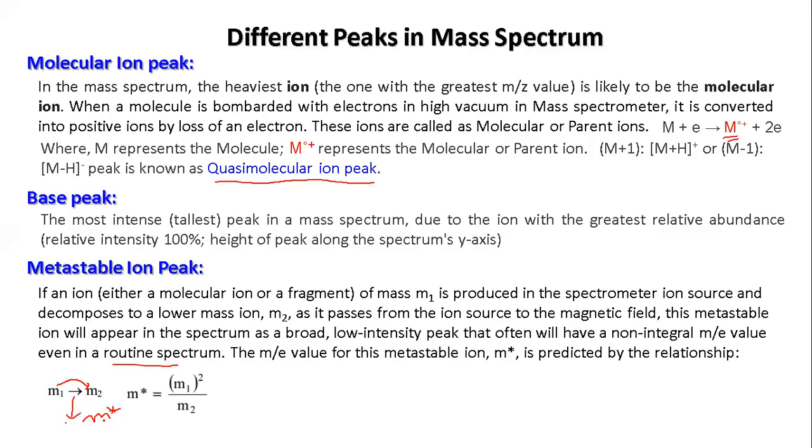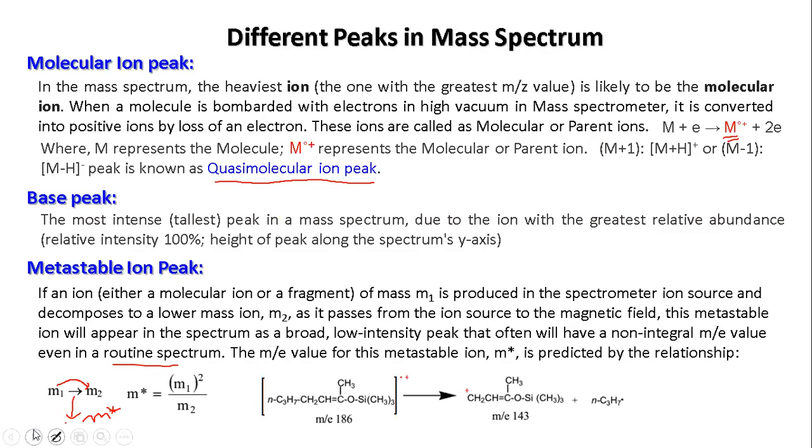Now, what will be the mass of the metastable ion? The M by Z value will be M1 square by M2. That is what we generally find. Let me see whether it is M1 square by M2 or M2 square by M1. You first do the calculation.